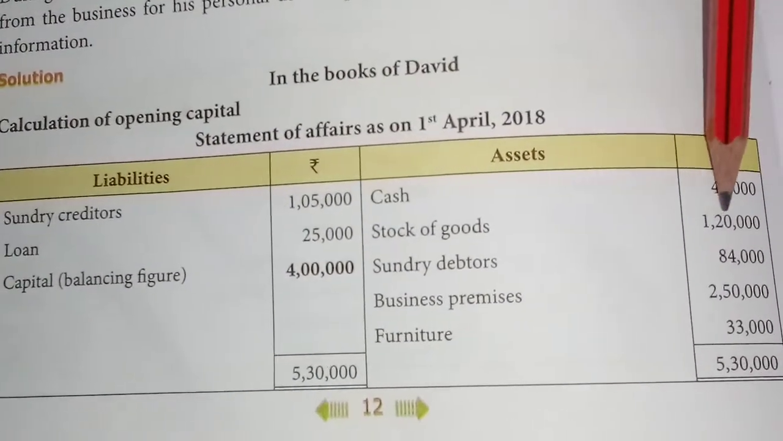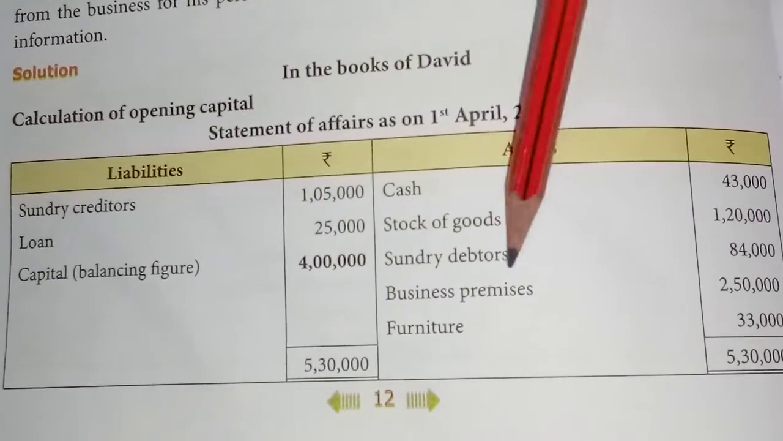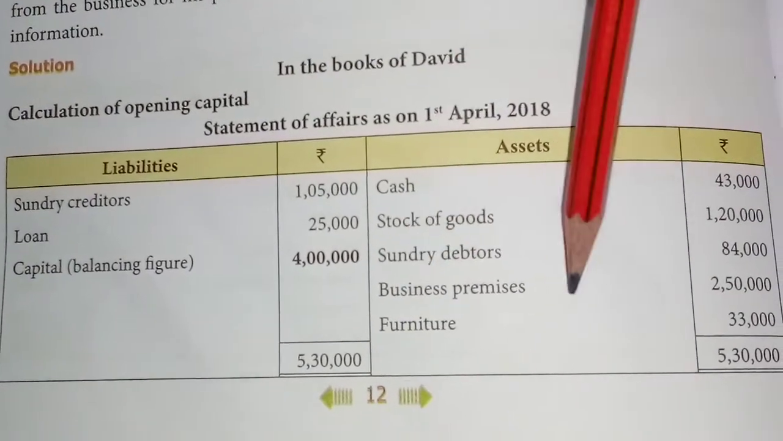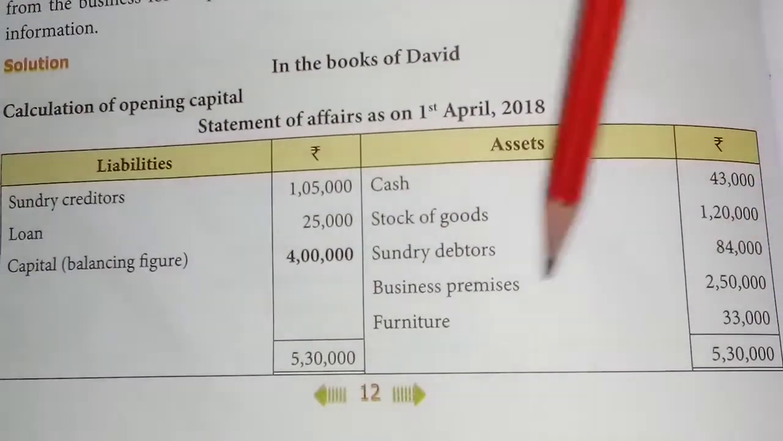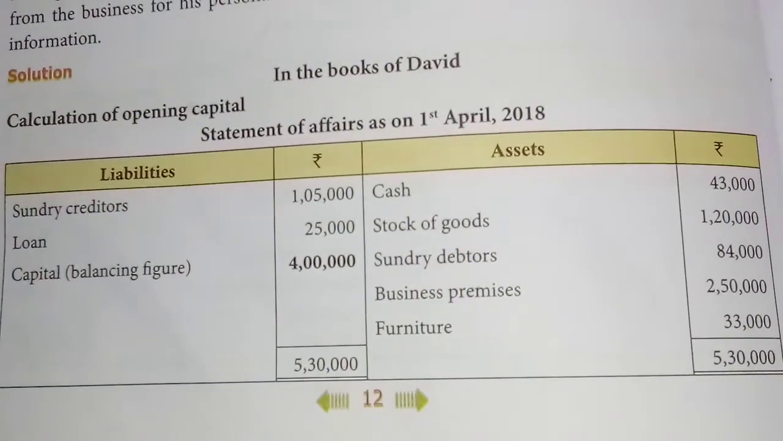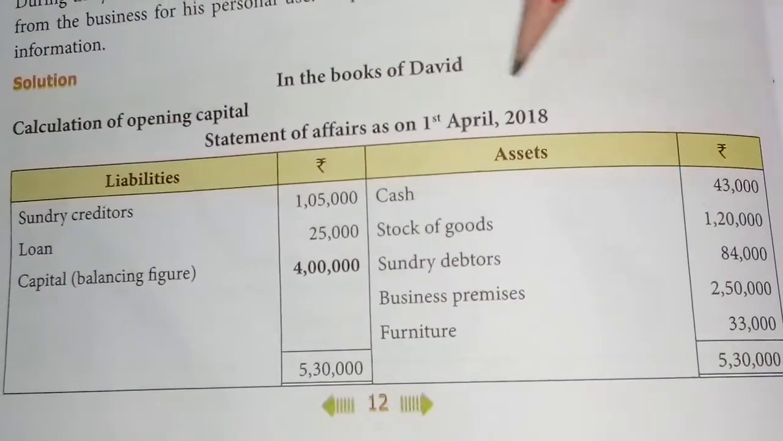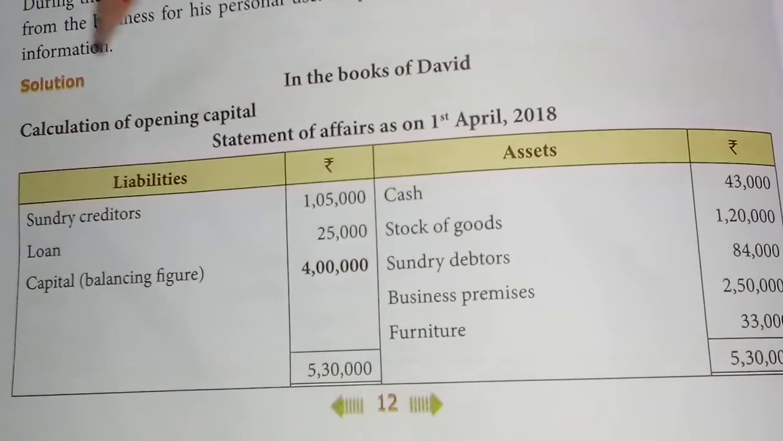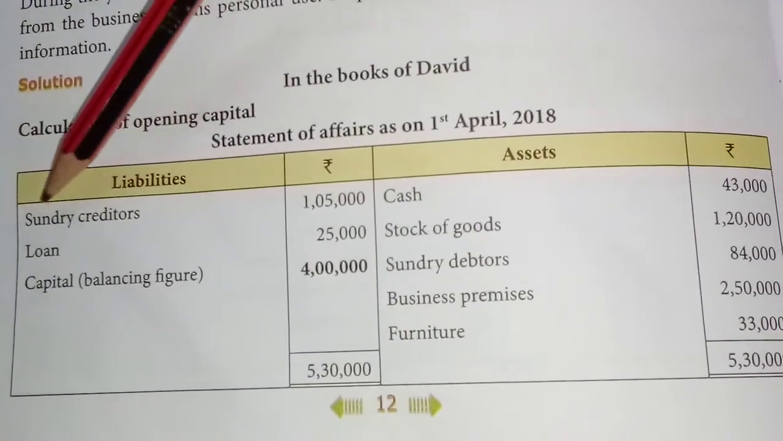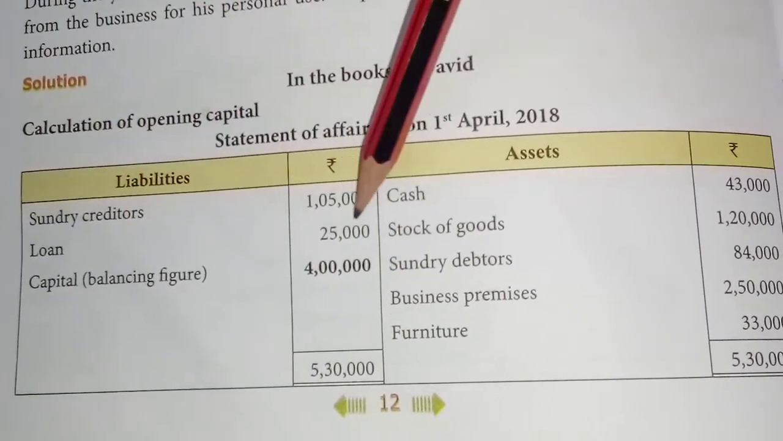43,000, 1,20,000, then sundry debtors 84,000, business premises 2,50,000. The last one, furniture 33,000. Then the liabilities, sundry creditors and loan.